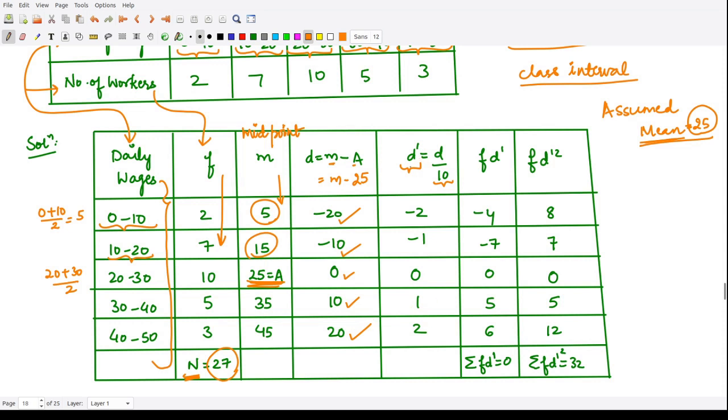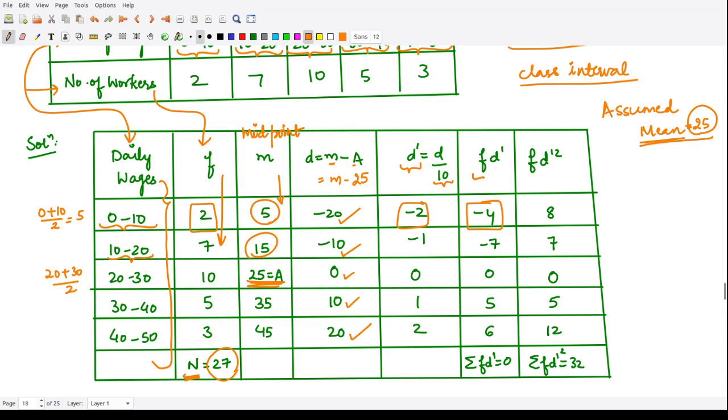Next we will multiply this d dash with the corresponding values of f. So this is what we have: 2 into minus 2, that is minus 4, right? Similarly, obtain all the other values in this particular column.